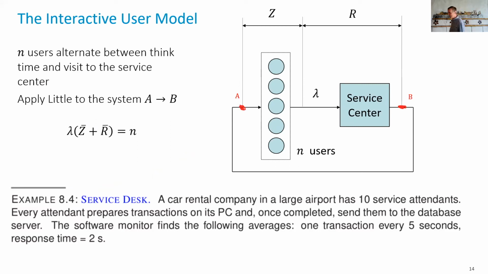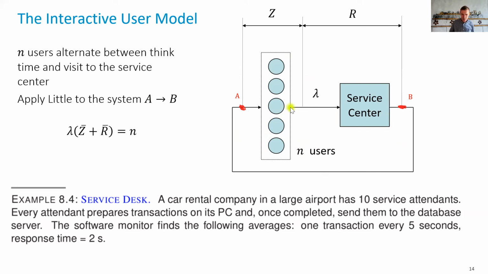Very often, queuing systems involve multiple systems that are visited in some arbitrary order. Here is the first example that is a direct application of Little's formula. It's called the interactive user model. This models a system where there are n users in total. So it's a closed system. You have circulating systems and circulating users, sorry.